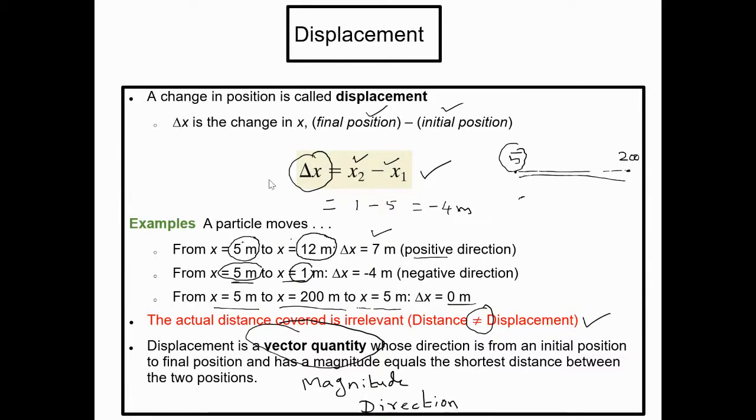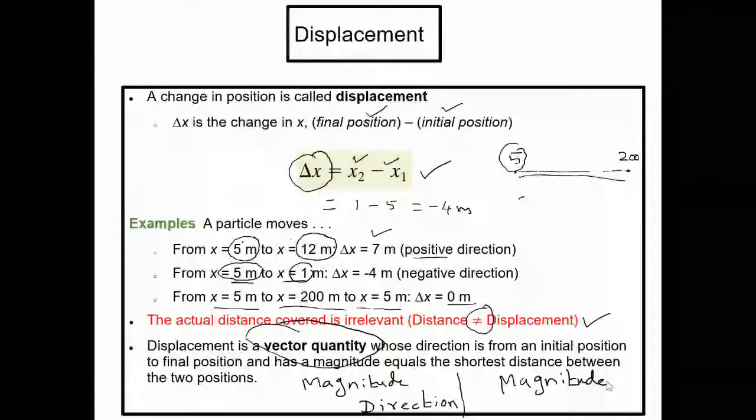Distance, brother, listen carefully. Your displacement is a vector quantity. Your distance is a scalar quantity. What is the difference between scalar and vector? A vector gives you both magnitude and direction. But a scalar gives you only magnitude, so there is no direction. When you are just talking about distance, it will never give you the direction. But when you study displacement, you get both magnitude as well as direction. So when any parameter gives you both magnitude and direction, it is a vector quantity. If it gives only the magnitude, it's a scalar quantity. So distance is a scalar quantity, displacement is a vector quantity. Clear?